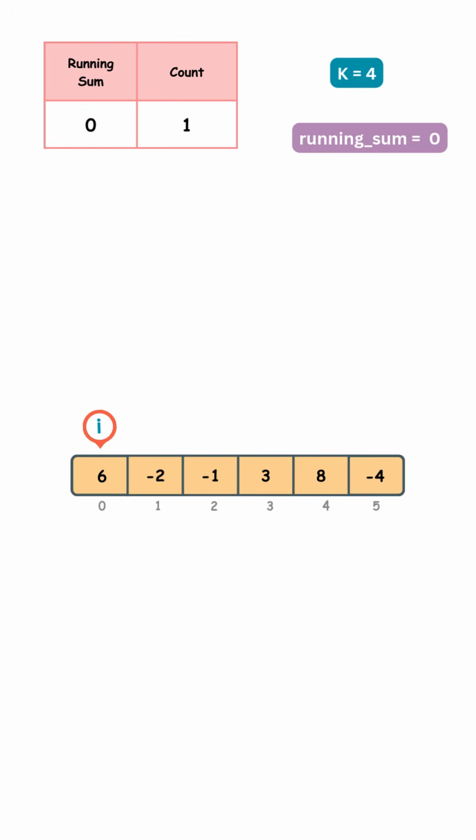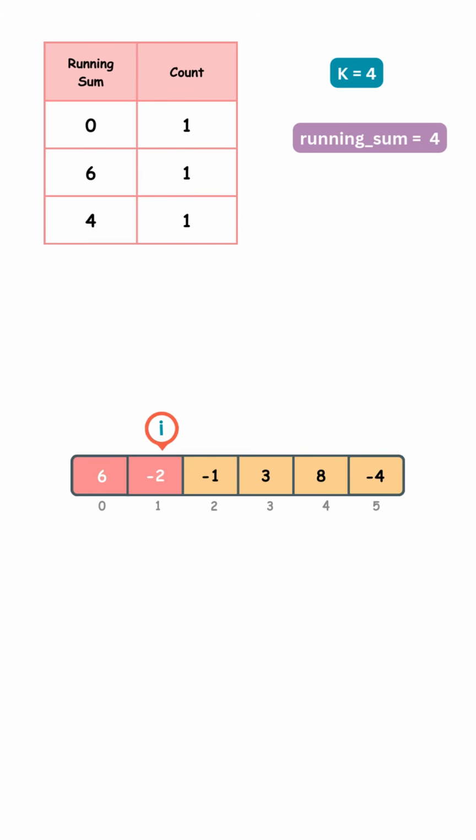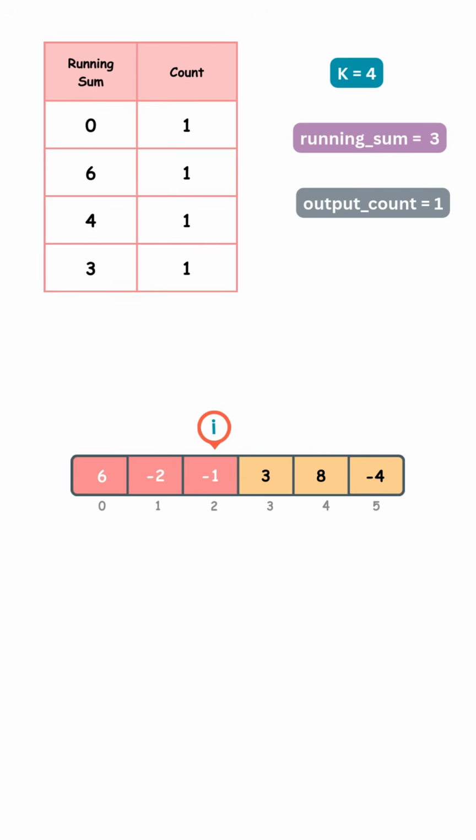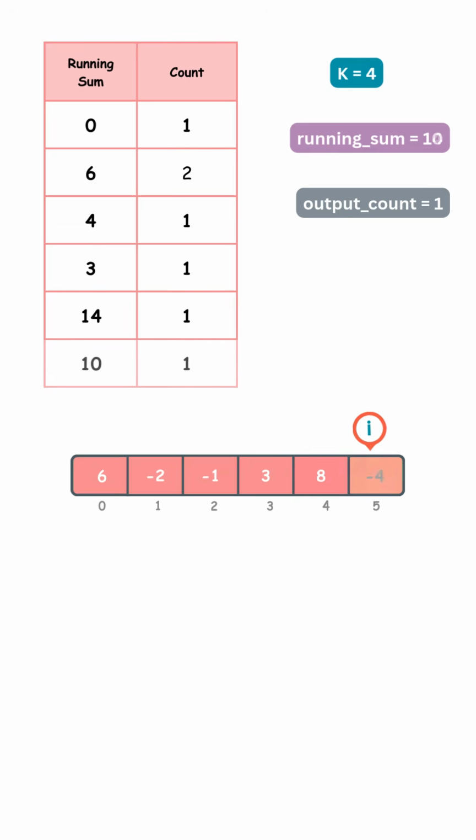Let's walk through this example. Running sum becomes 6, store that with a count of 1. Then it becomes 4, we add that with count 1. And we have found our first subarray that adds up to 4, so we increase the output count to 1. Then it drops to 3, add that with count 1. Now we see 6 again, so we increase its count to 2. Then it jumps to 14, and finally the running sum is 10.